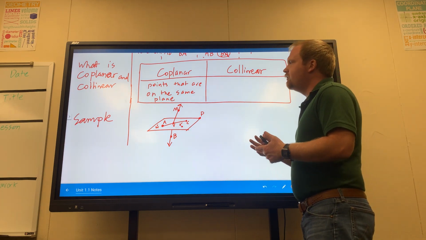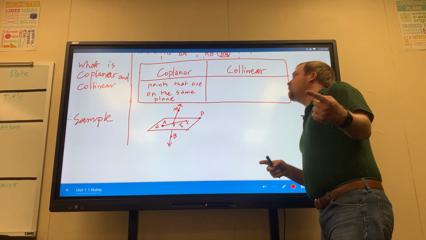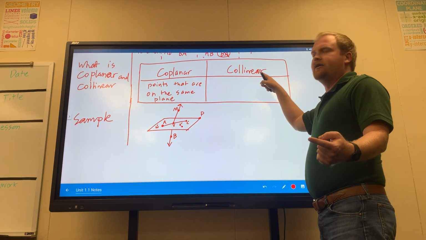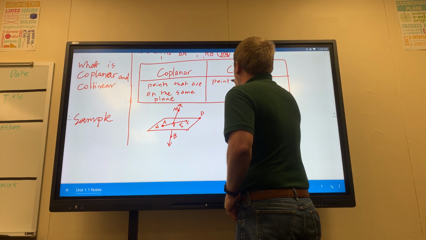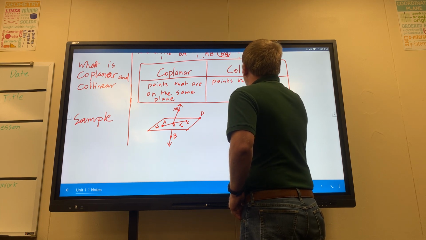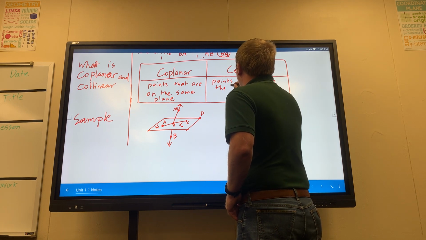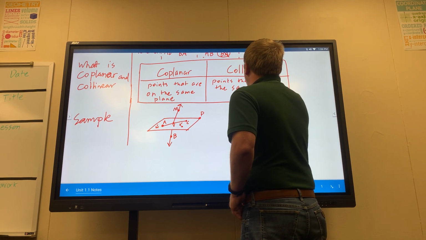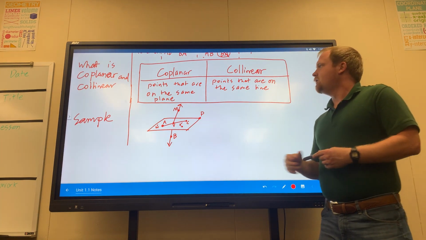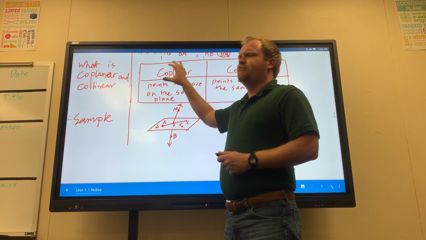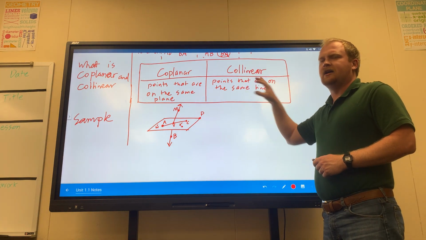Now, collinear, it's kind of similar to coplanar, but the only difference is that it has to do with a line. So really, collinear is points that are on the same line. That's where the big difference comes from. Coplanar has to do with being on a plane. Collinear has to do with being on the line.